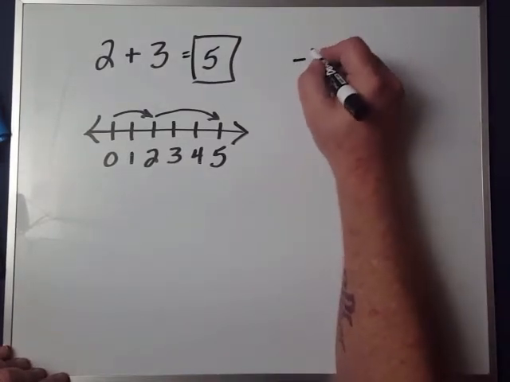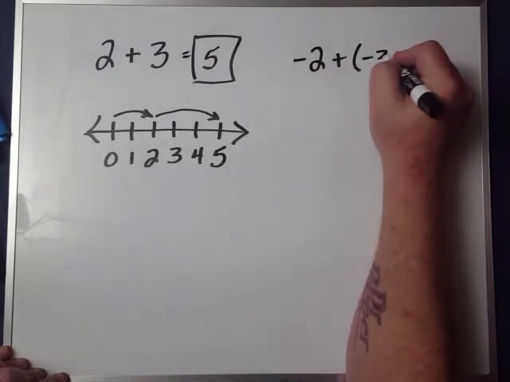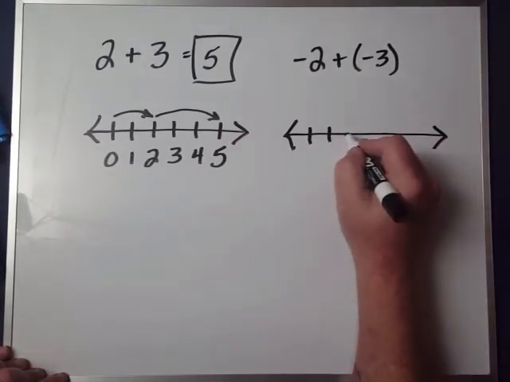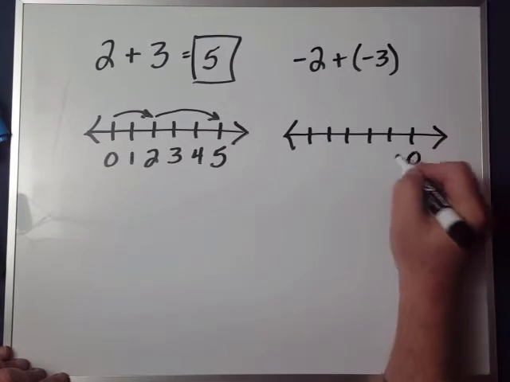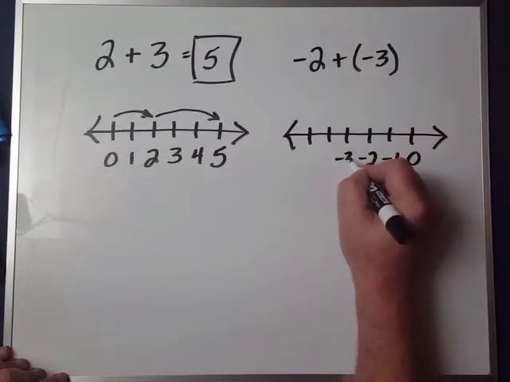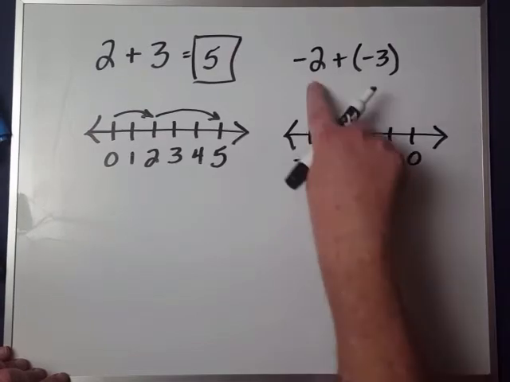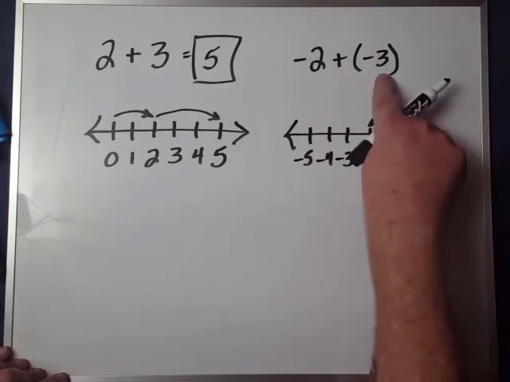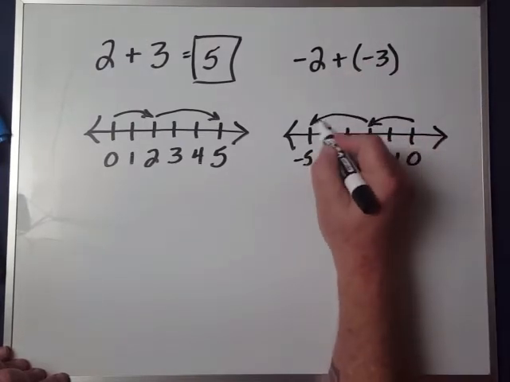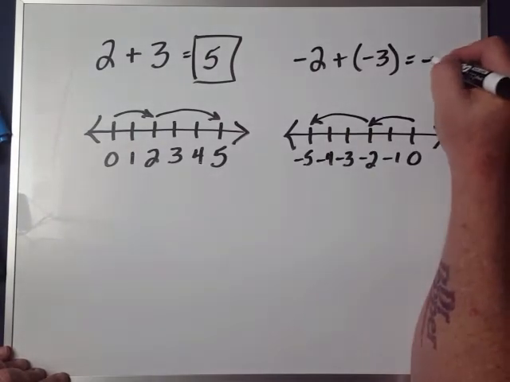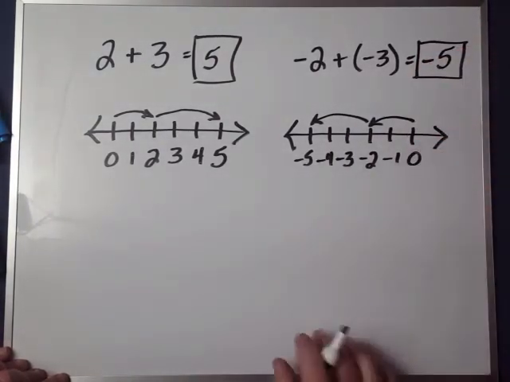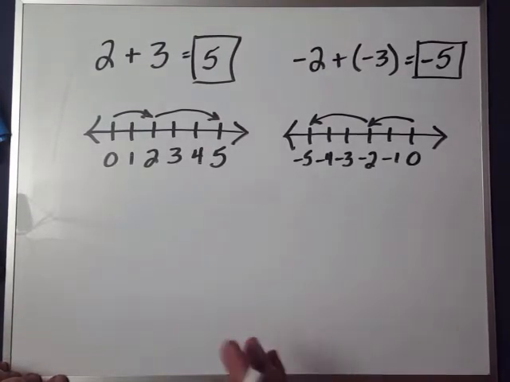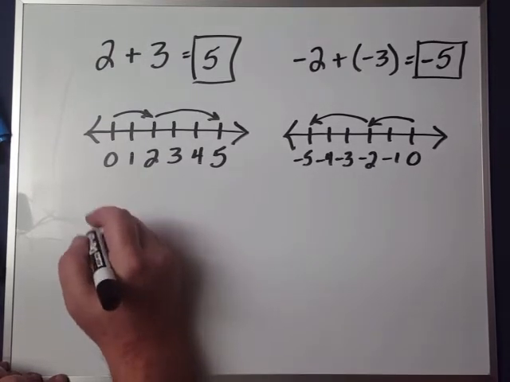Let's look at -2 plus -3. Get us a number line. We'll start at 0, and this time we'll move 2 units in the negative direction and an additional 3 units also in that negative direction. That lands us back at -5. Let's do a couple more and then see if we can develop a rule that will allow us to do this without using our number line.